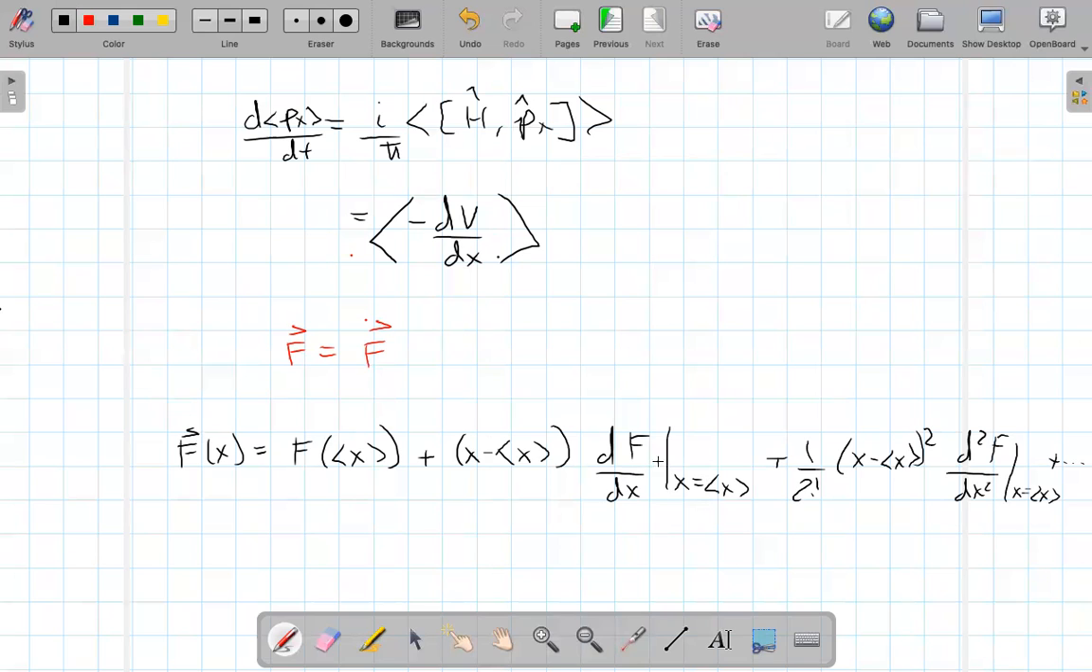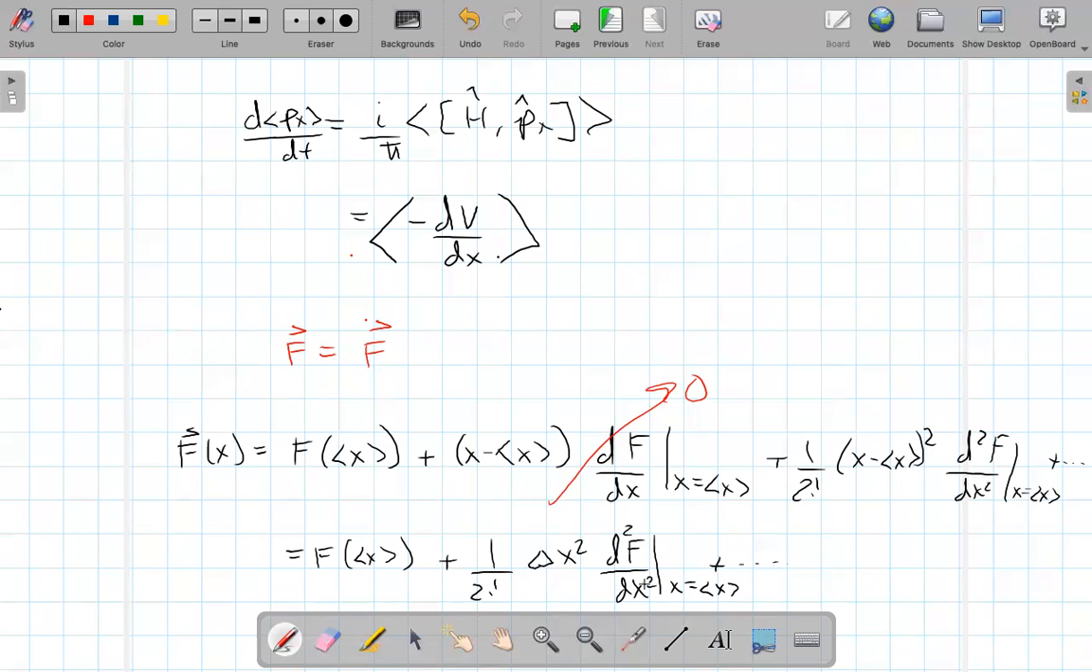Now, the first order term here has to be equal to 0, which means we're left with these terms plus any higher order terms. So this is going to be f delta x plus 1/2 factorial times x minus the average position squared, but this is actually the same thing as the uncertainty in the position squared, times the second derivative of the force with respect to position, evaluated at x equal to the expectation value.